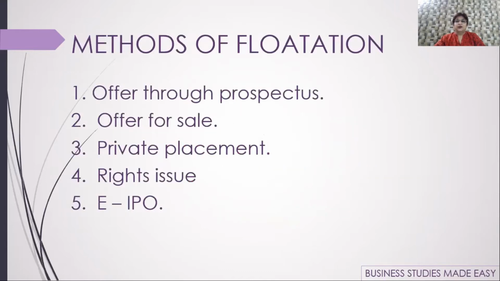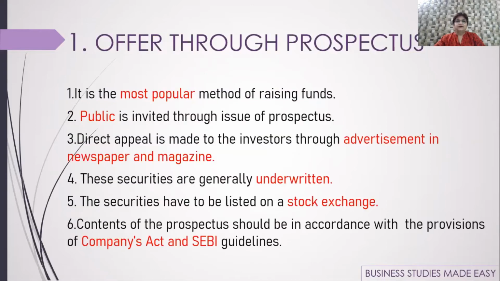Now, the securities that are traded in the primary market, there are 5 methods of flotation or raising capital: offer through prospectus, offer for sale, private placement, rights issue, and e-IPO. So let's start with the first one, offer through prospectus. Now, if you are in the habit of reading the newspaper, you would have come across these advertisements issued by the company regarding their shares or debentures or any security that they want to sell to the public. In accountancy also, we have the chapter on shares.